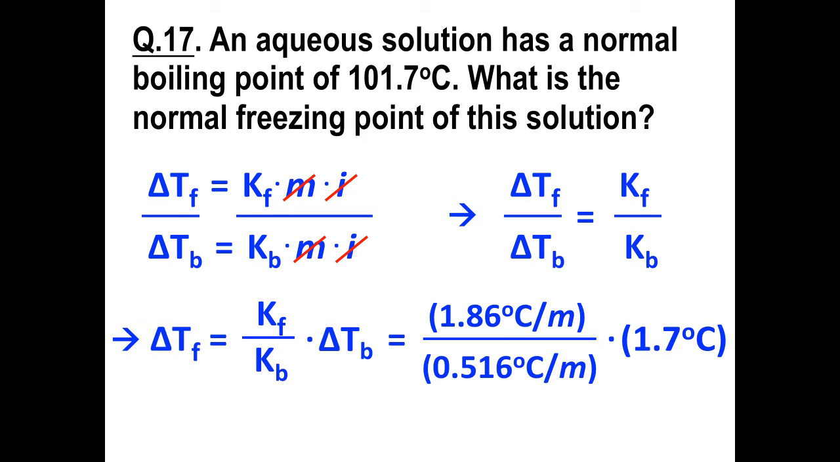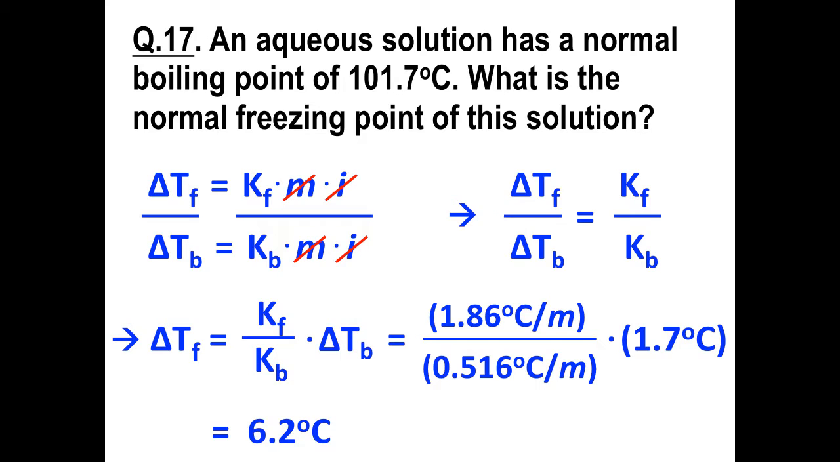So using known values, K sub F is 1.86 degrees Celsius per molal, K sub B is 0.516 degrees Celsius per molal. The boiling point elevation was 1.7 degrees Celsius because water boils normally at 100 degrees Celsius, and this solution boils 1.7 degrees higher than that. And when we do the calculation, we get 6.2 degrees Celsius.